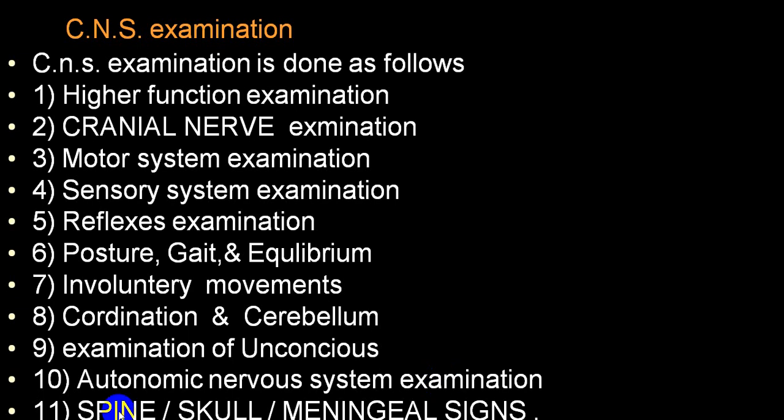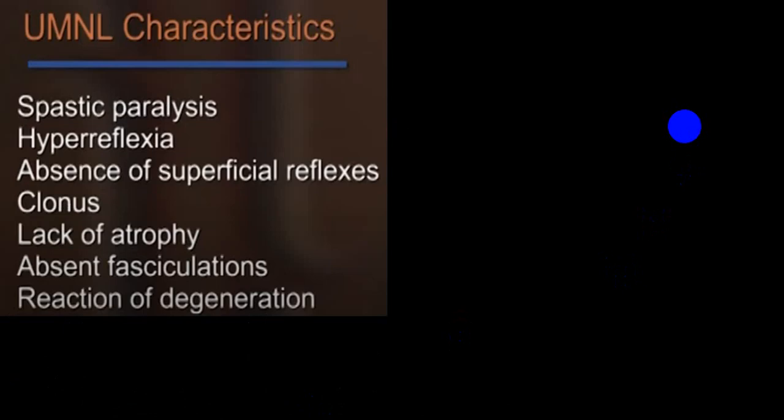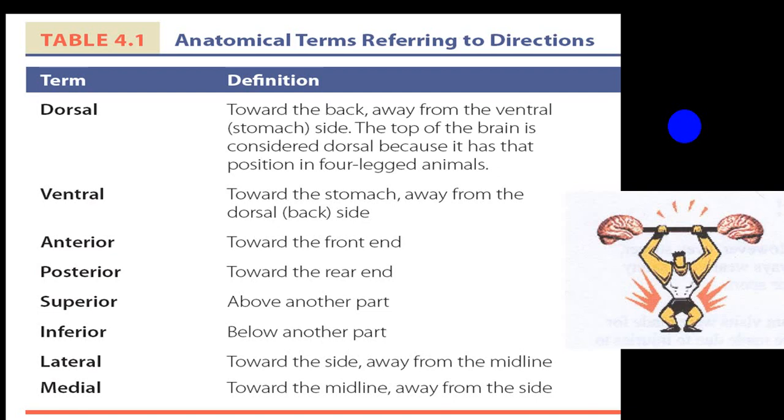Don't forget to examine the spine to look for deformity like scoliosis, kyphoscoliosis, gibbus. Don't forget to examine the skull, particularly in children, which will help you to pick up microcephaly, hydrocephalus, certain other deformities, etc. And also don't forget to examine the meningeal signs, that is neck rigidity, Kernig sign and Brudzinski sign. All these are absolutely necessary. And always differentiate between upper motor neuron and lower motor neuron.